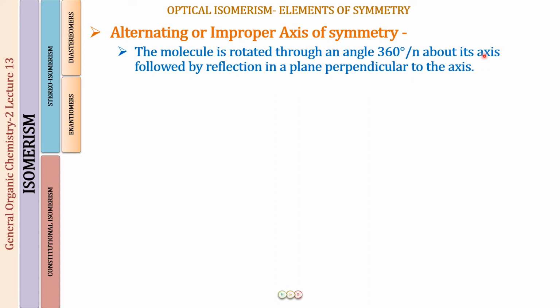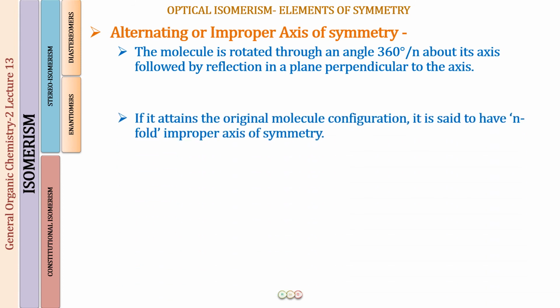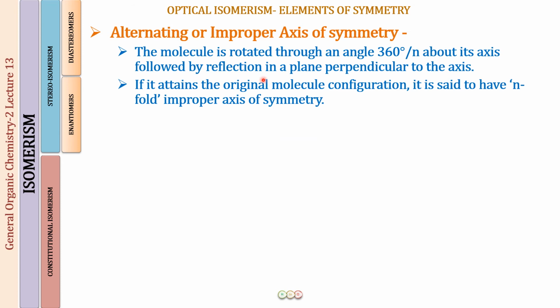about its axis, just like we did for the axis of symmetry, and then we are going to follow this by a deflection in a plane perpendicular to the axis. And if the molecule, after these two steps, attains the original configuration, it is said to have an n-fold improper axis of symmetry or an n-fold alternate axis of symmetry. And if this is present in a molecule, the molecule is going to be optically inactive.